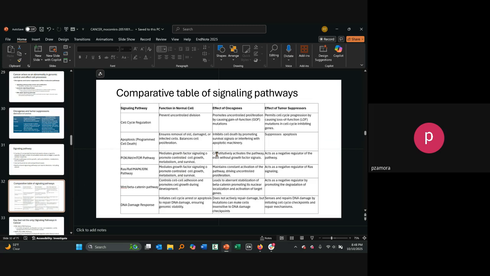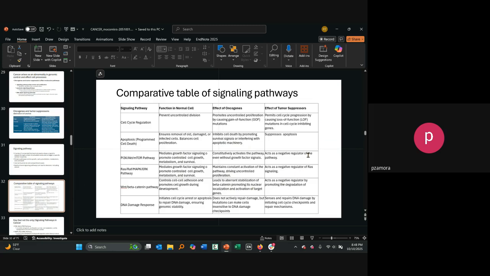And it's typically the opposite. The effect of oncogenes is actually to promote uncontrolled proliferation. That's what they specialize in. They inhibit cell death. They become constitutively active, which means that they're on all the time in a pathway, even without growth factor signals. Their gas pedal is all the way down, pedal to the metal, going as fast as they can. They don't need control, they think. They maintain constant activation of pathways.